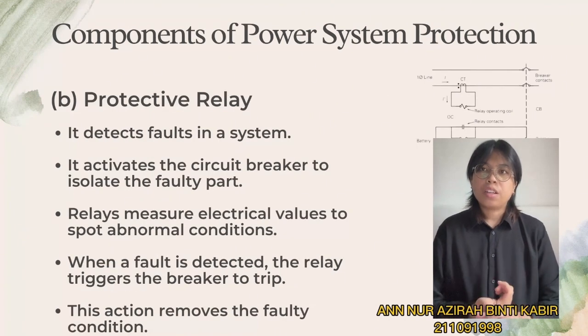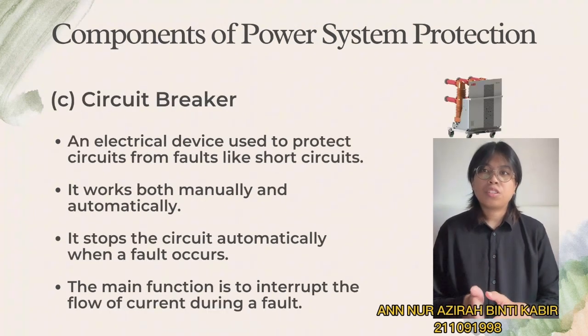Next is the protective relay. It detects faults in the system by activating the circuit breaker to isolate the faulty part, and the relay measures electrical values to spot abnormal conditions. So when a fault is detected, the relay triggers the breaker to trip. This action removes the faulty conditions.